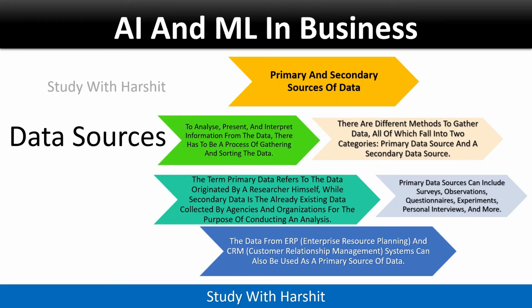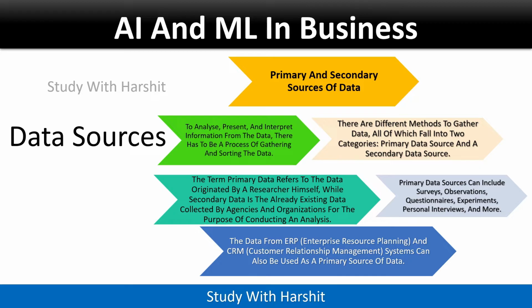Data sources: primary and secondary sources of data. To analyze, present and interpret information from data, there has to be a process of gathering and sorting the data. There are different methods to gather data, all of which fall into two categories: primary data source and secondary data source. The term primary data refers to data originated by a researcher himself, while secondary data is already existing data collected by agencies and organizations for the purpose of conducting an analysis.